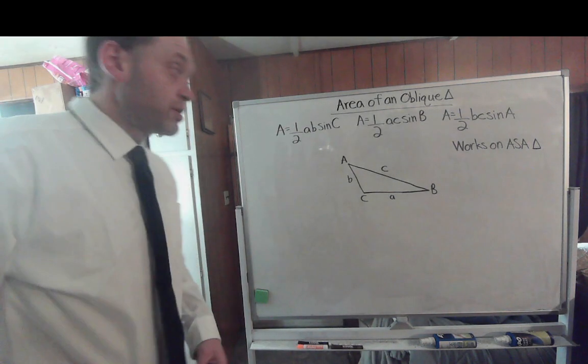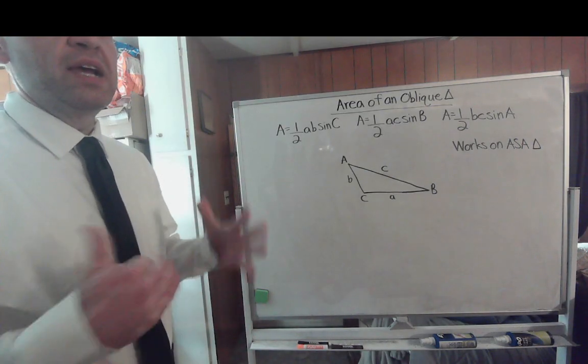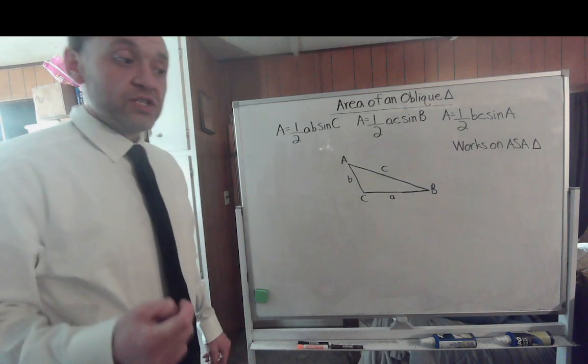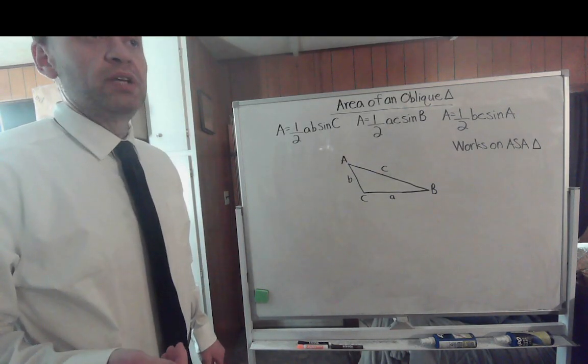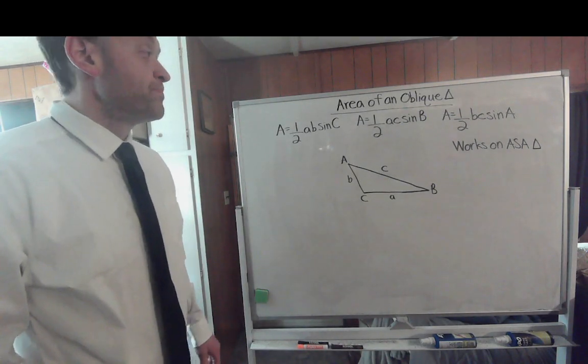Hello everybody, welcome into another lesson. So today we are going to talk about finding the area of an oblique triangle. And as a review from yesterday, an oblique triangle is simply a non-right triangle. It's any other type of triangle.